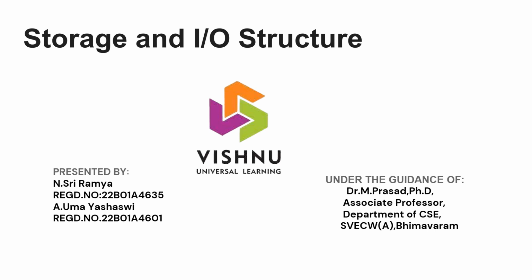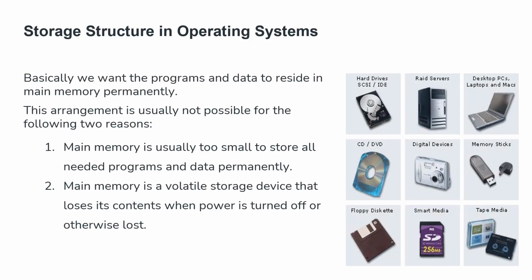Today, we are going to dive into the topic Storage and I/O structure. Let's get started. Storage structure in operating systems. Basically, we want the programs and data to reside in main memory permanently. Now, what's main memory? Main memory, often referred to as RAM, random access memory, is the fast volatile storage where our computer's programs and data are temporarily stored while it's powered on.